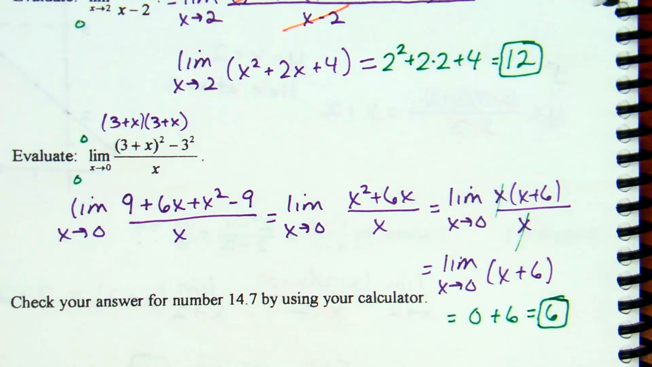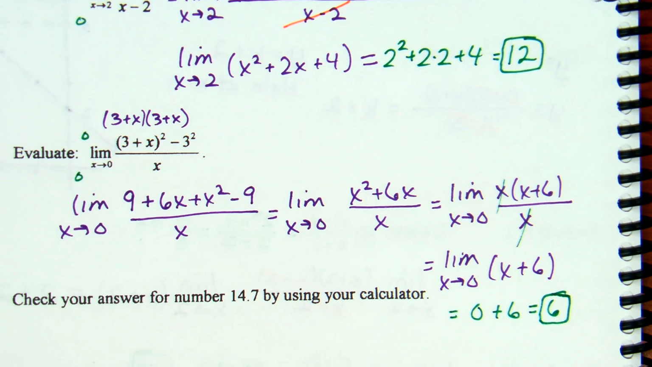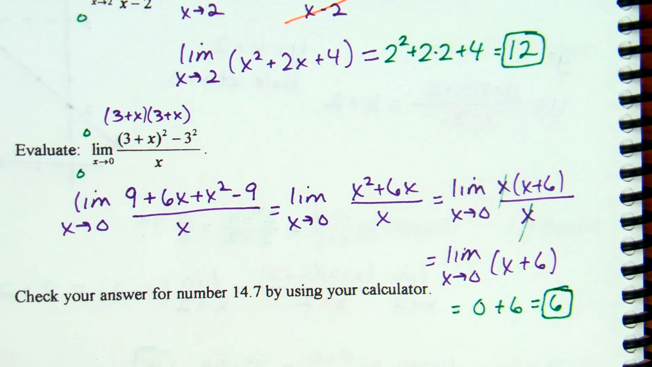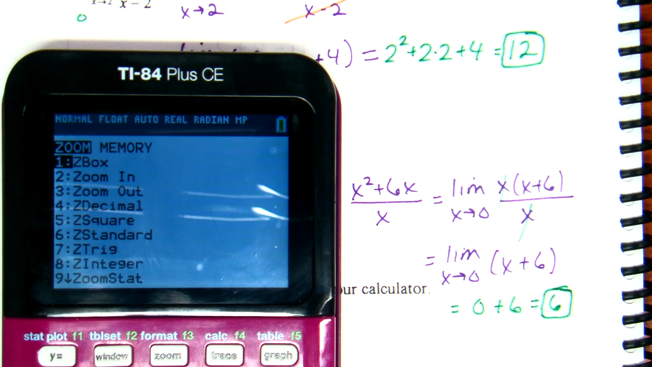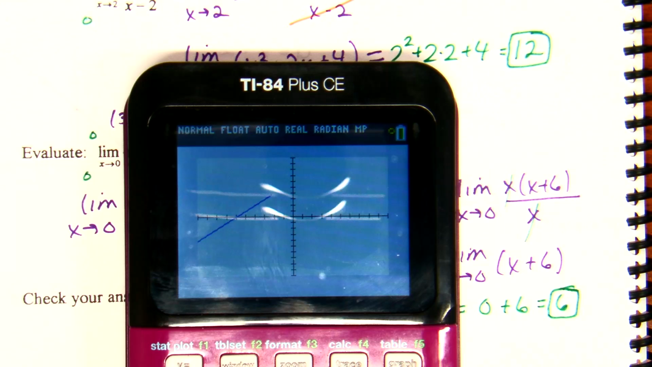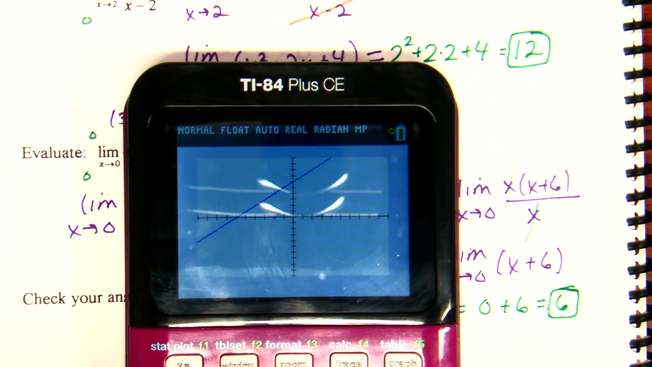to do? We're going to graph it. So, let's see, parentheses 3 plus x, parentheses squared, minus 3 squared over x. I'm going to do zoom 6 because I had that silly zoom fit last time. Now, you look at your calculator, but looking at my calculator, I know it's kind of blurry there, but can you see a hole just looking?